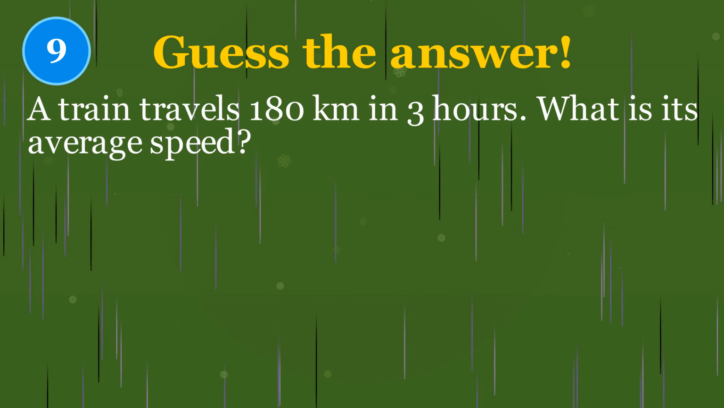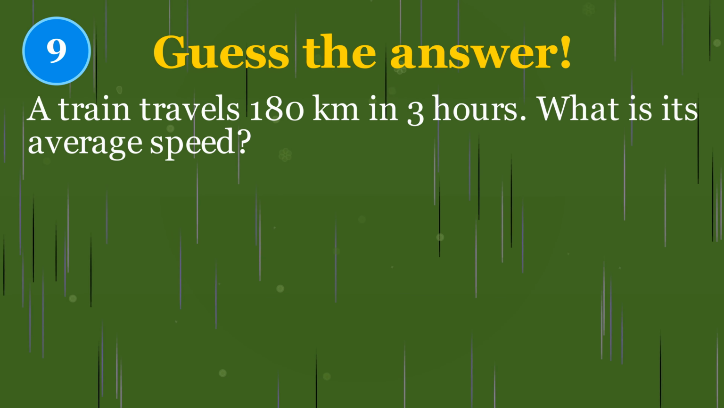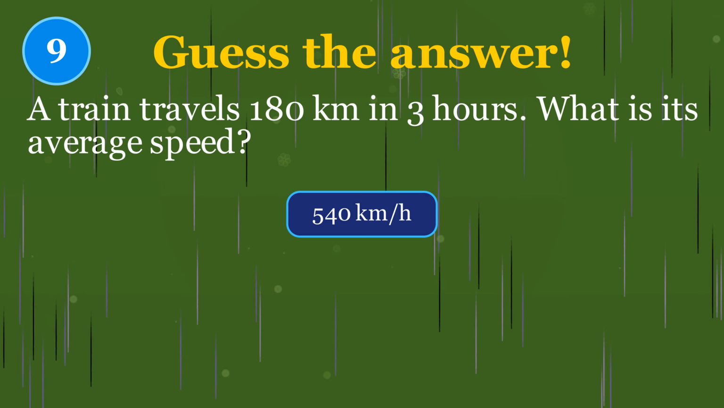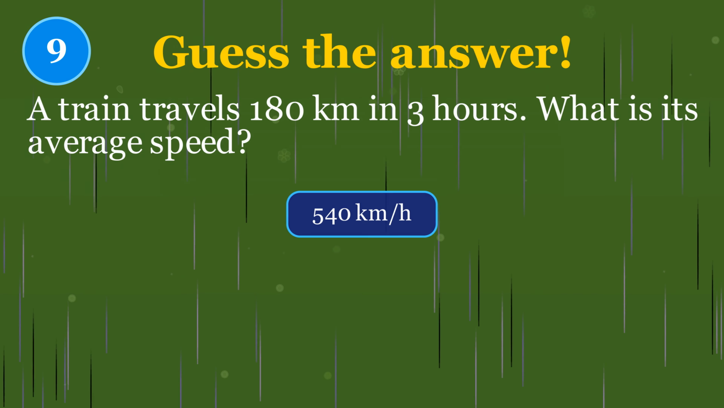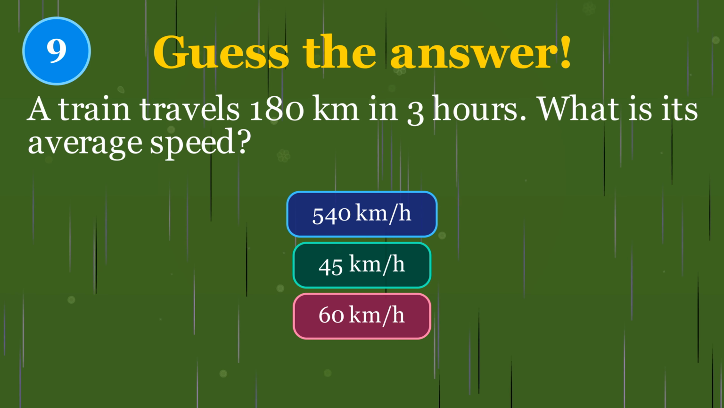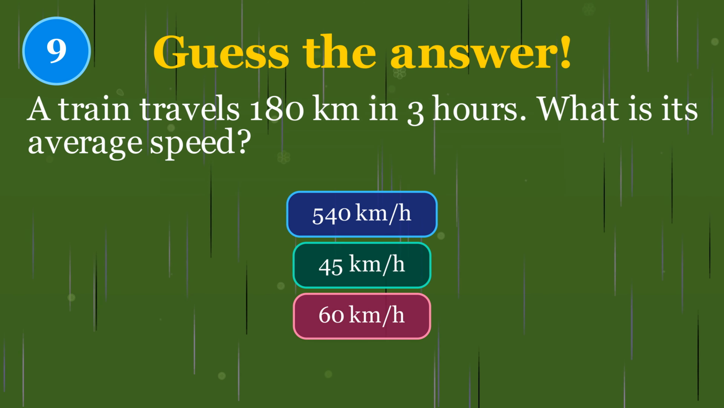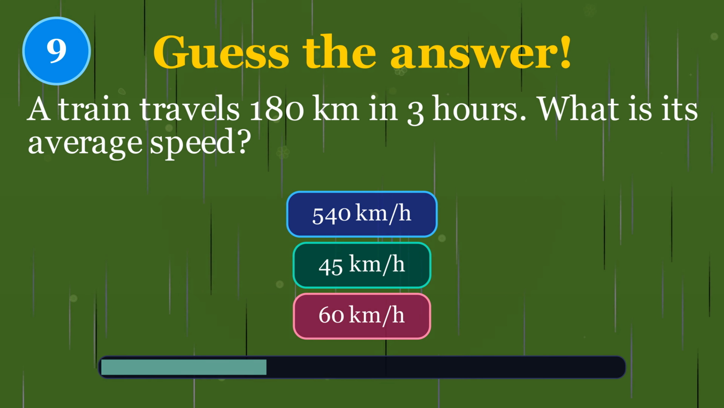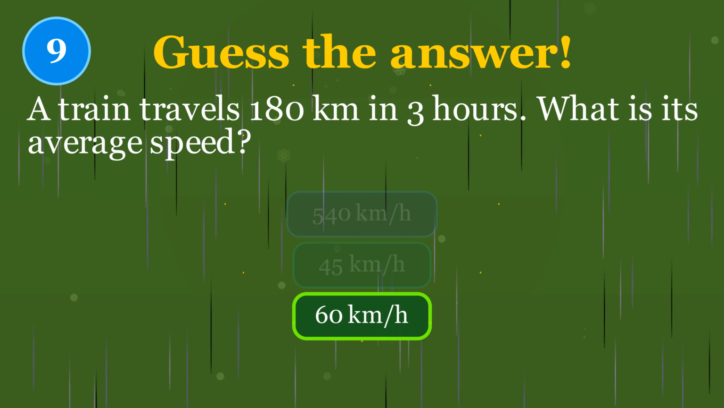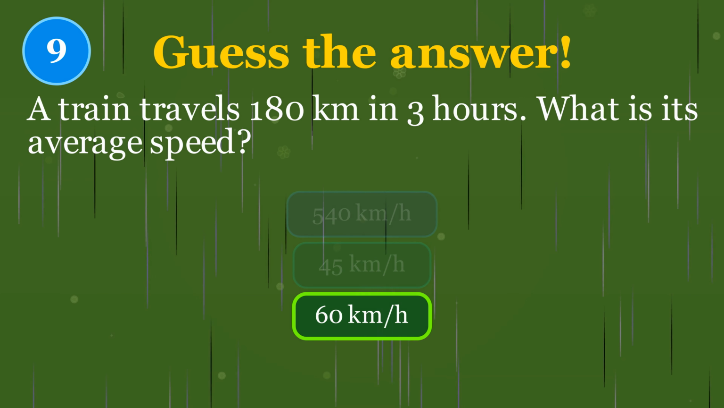A train travels 180 kilometers in 3 hours. What is its average speed? 540 kilometers per hour. 45 kilometers per hour. 60 kilometers per hour. The correct answer is 60 kilometers per hour.